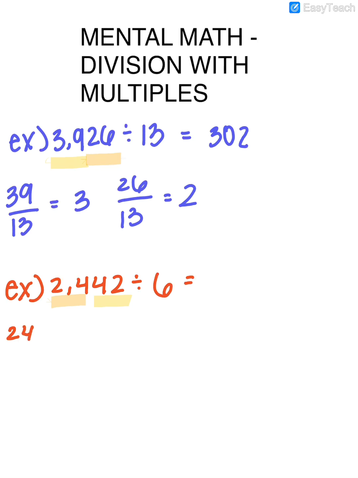So I'll write it out just one more time. So 24 divided by 6 is 4. 42 divided by 6 is 7. But our answer is not going to be 47. It's going to be 407, because since 42 is a two-digit number, your answer also has to be 2 digits, and 7 is only 1 digit, so that's why we put a 0 in front of it to make it 2 digits. All right.